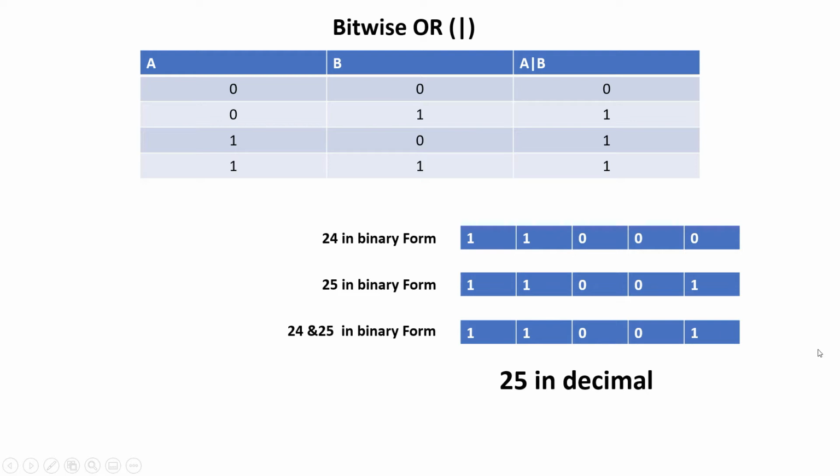11001 in binary. The bitwise XOR: 0 and 0 is 0, 0 and 1 is 1, 1 and 0 is 1, 1 and 1 is 0. In this case, let's take 24 and 25 in binary form, two numbers like A and B, and check. 0 and 1 is 1, but 0 and 0 is 0, 0 and 0 is 0, 1 and 1 is 0, 1 and 1 is 0. So we get 1 in decimal.